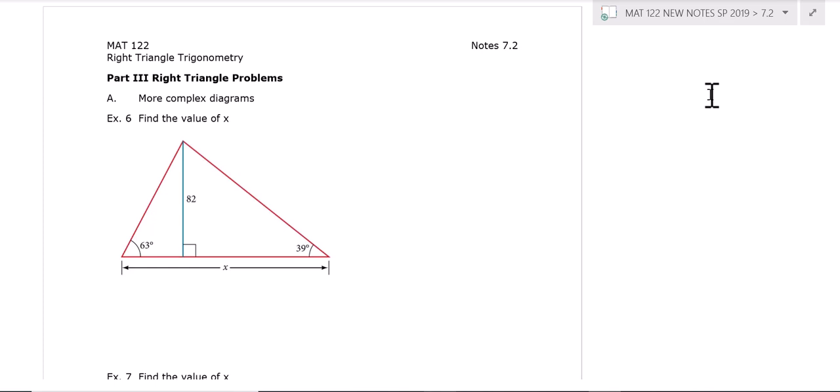Okay, students, welcome to the last part of this section. This is where we're going to do a little bit more complicated examples and some word problems. So let's talk through this diagram here and see what we have going on.